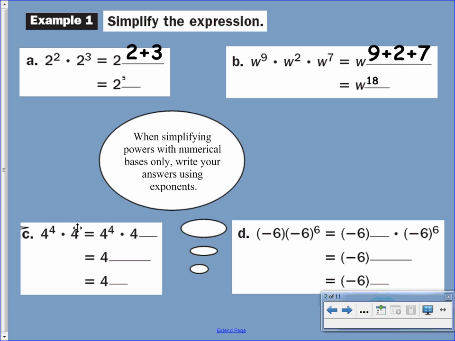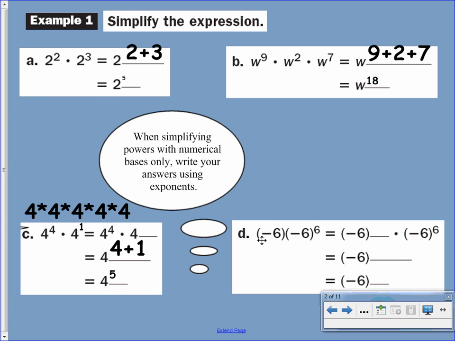Now, letter C, the 4, doesn't have an exponent with it. Any number that doesn't have an exponent, it really does have an exponent, and its exponent is 1, because technically there's 1 4 there. This is 4 times 4 times 4 times 4, and then we take that times 1 more 4. Well, look at how many 4s we have. 4 plus 1. We had 4 4s, and then we add 1 more 4. You got it. That is 4 to the 5th power.